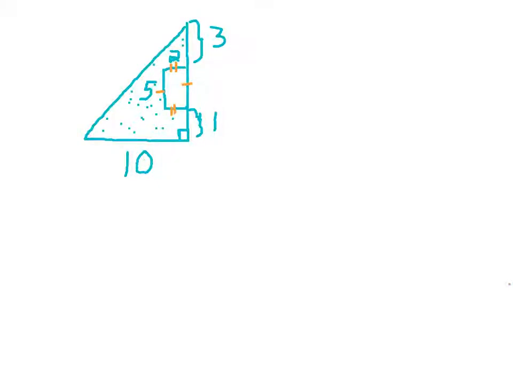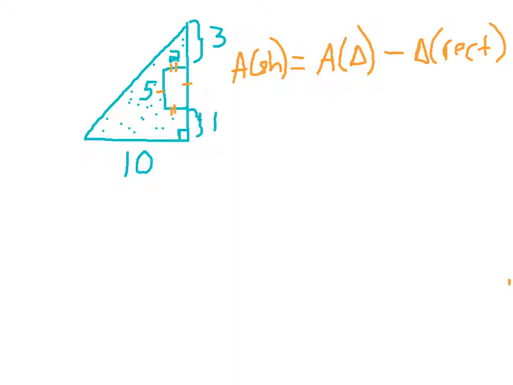So let's take a peek. The area of the shaded this time is going to equal the area of the triangle minusing out the area of that rectangle. It's like someone took it and punched out the rectangle, so that leaves us with everything else.